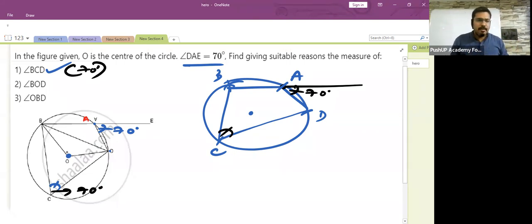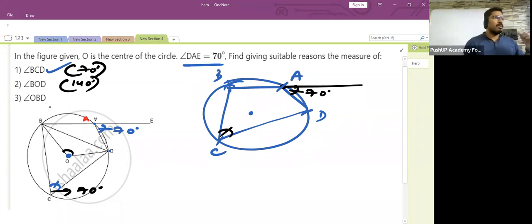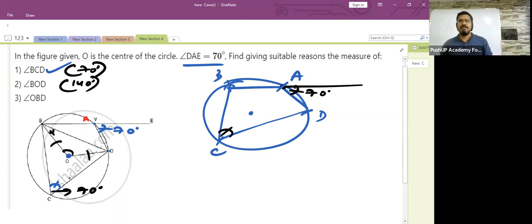How much will be angle BOD? The easiest one, isn't it? Exactly. It is 140 degrees. Why? Because the angle subtended by a chord at the center is twice the angle subtended on the circumference. Very good. And OBD, children, this angle. You know what OB and OD are? Radii of the same circle.